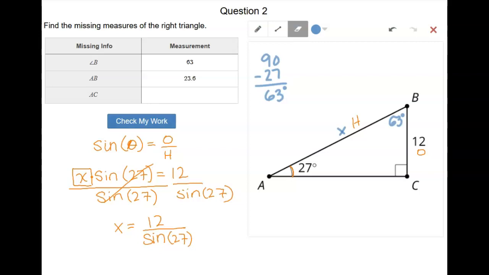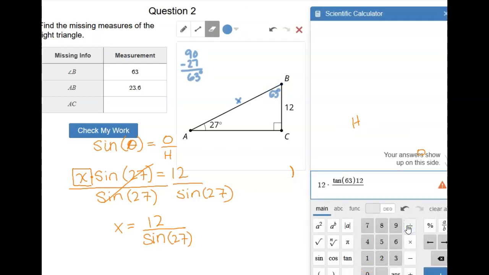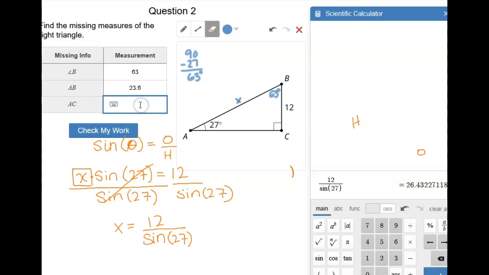So let's see what happens when we grab our calculator and do that calculation. So we have 12 divided by, whoops, we're going to clear that out first. 12 divided by the sine of 27, and then here's our answer right here, 26.4.